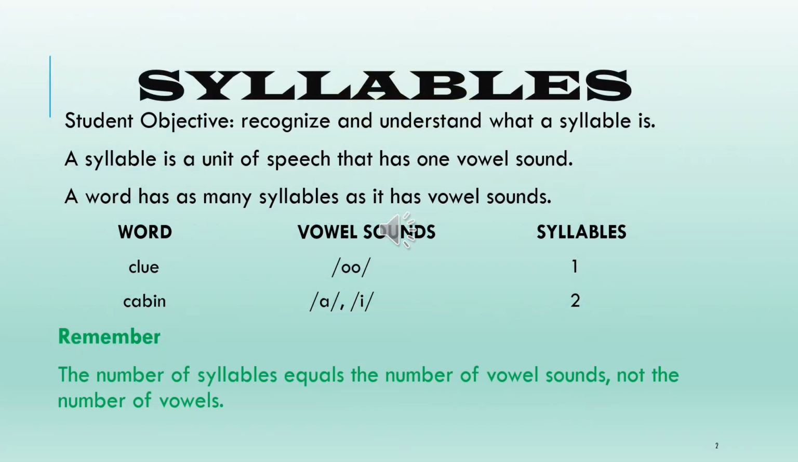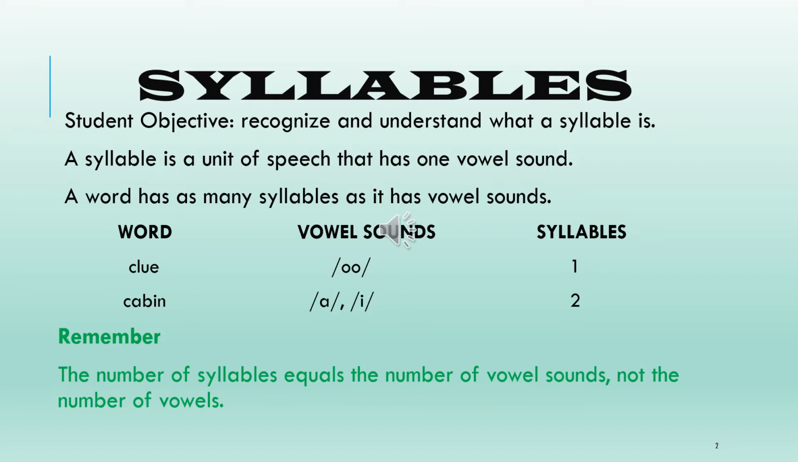The title for today's lesson is syllables, and the student objective is the following: recognize and understand what a syllable is. And the definition that we have is: a syllable is a unit of speech that has one vowel sound. Remember what the vowels are? We have 5 vowels: A, I, E, O, and U.